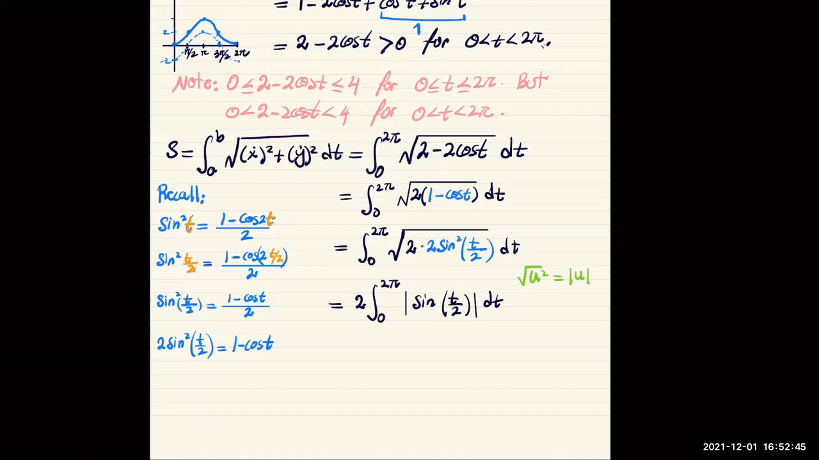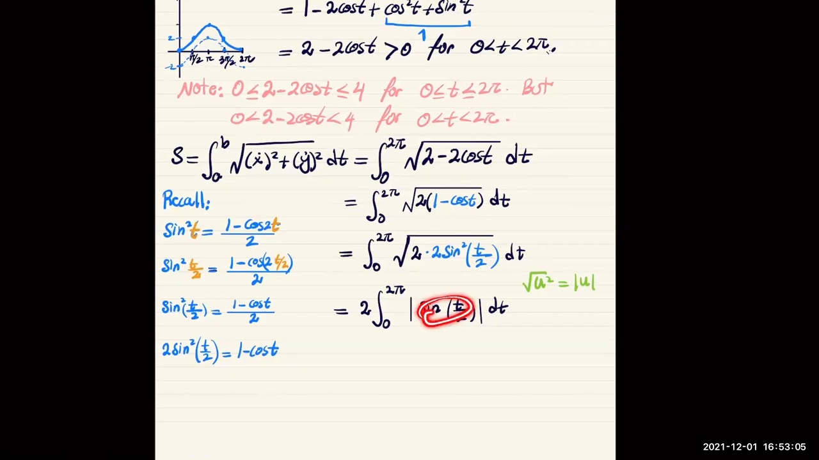So the question is, what do we do with that absolute value? Should we keep it? It all depends on the sign of sine of t over 2, whether this is positive or negative. So what do you guys think? Is this positive or negative on 0 to 2 pi? Positive. It is positive.